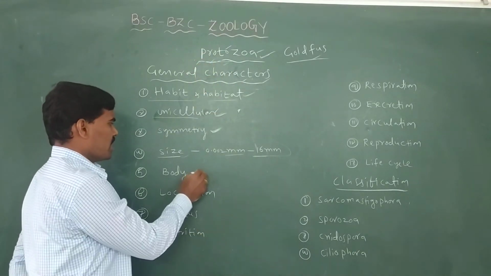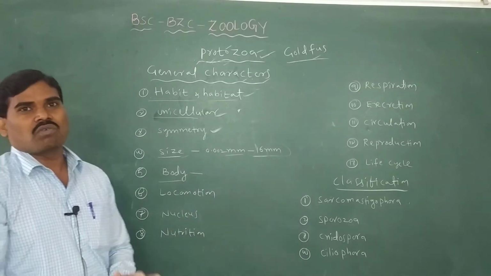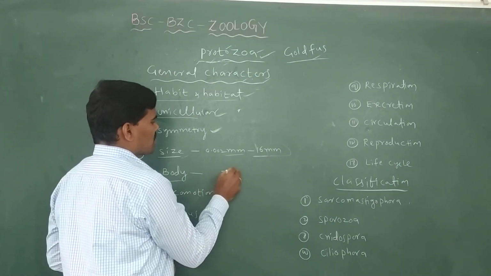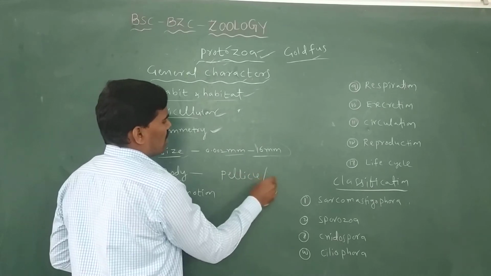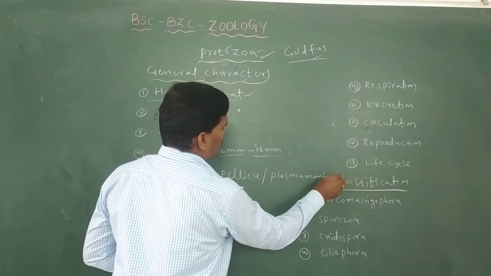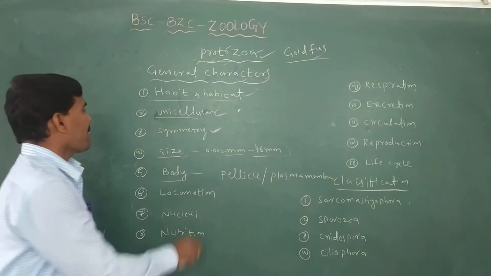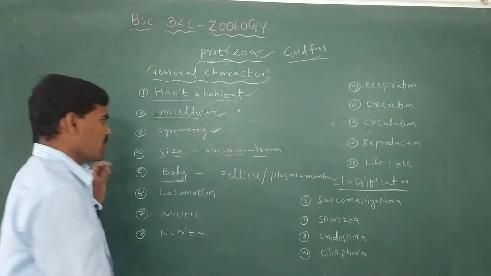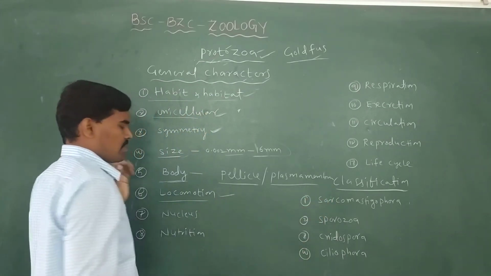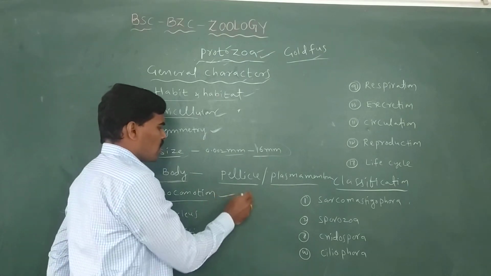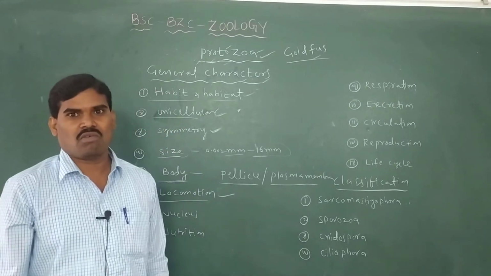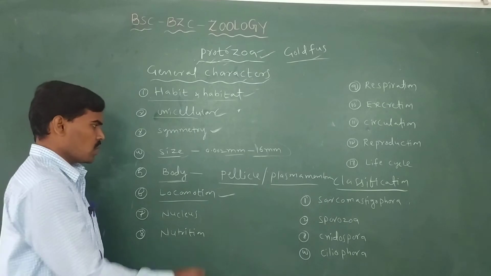The next point, body. The outer surface of the body is covered by the pellicle or plasma membrane. Next, locomotion. Locomotory organs are compulsory in any phylum of animals for moving from one place to another place.